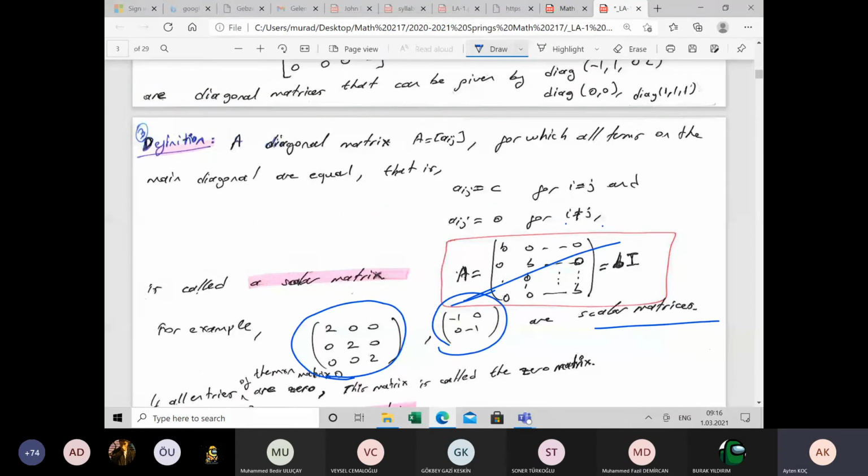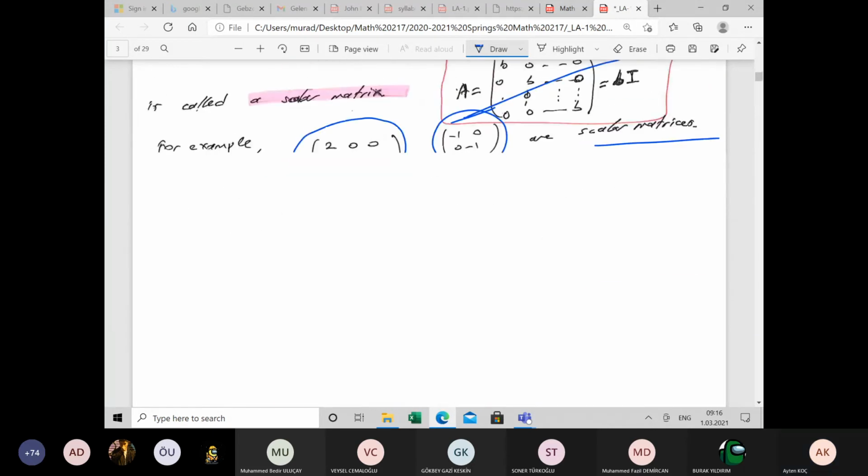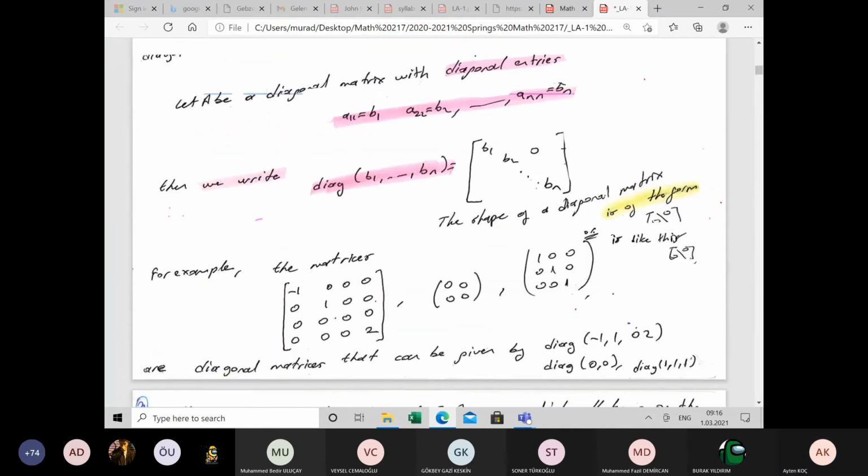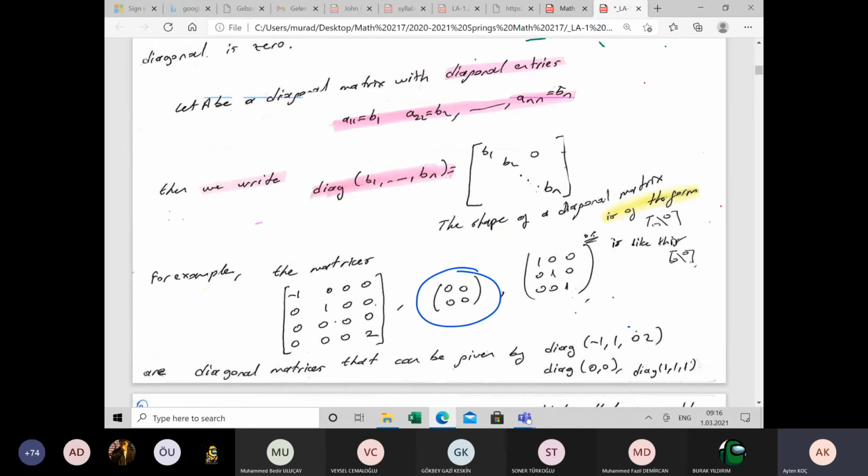So, take the 0 matrix. What's the 0 matrix? The 0 matrix means all entries are 0. Look at this one. This one is the 0 matrix. It's called the 0 matrix because all entries are 0. This one is not a 0 matrix. So this one is called the identity matrix. The identity matrix should be diagonal, it should be a scalar matrix, and the scalar should be 1. This one is the identity matrix.